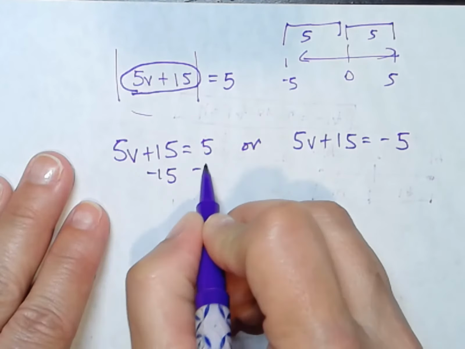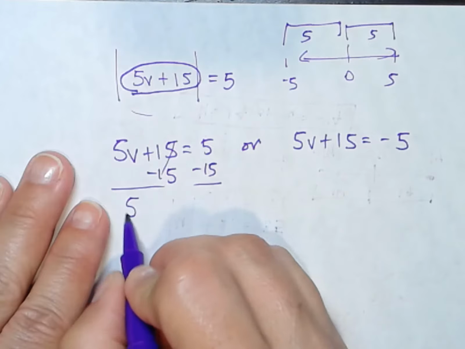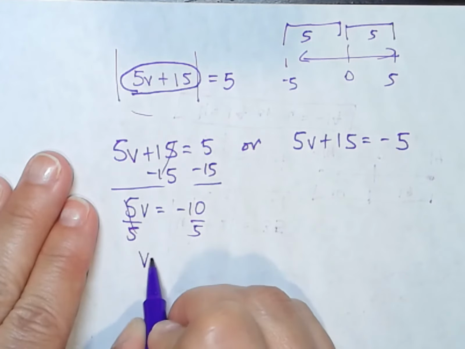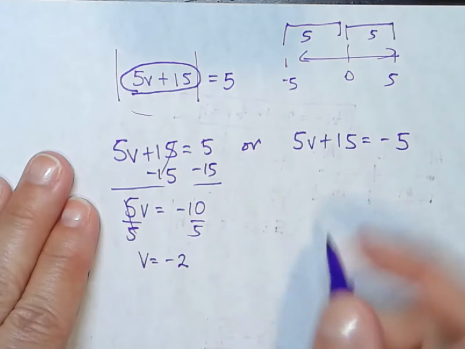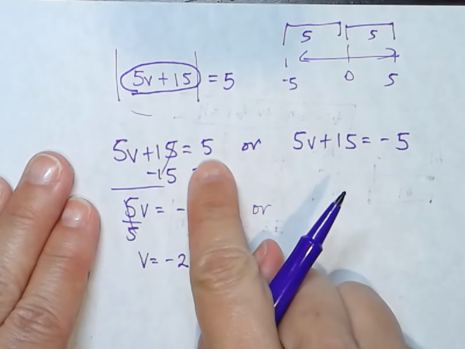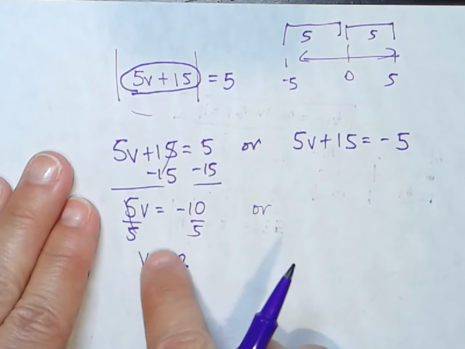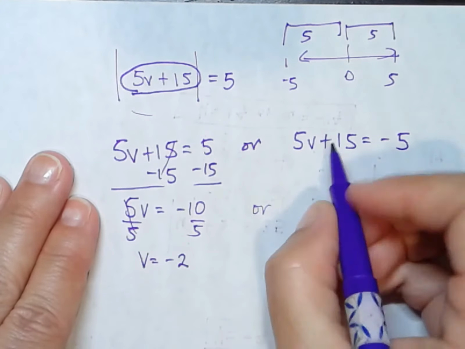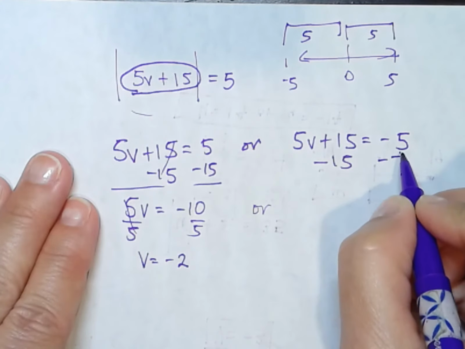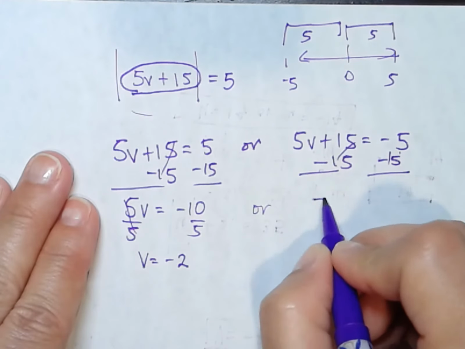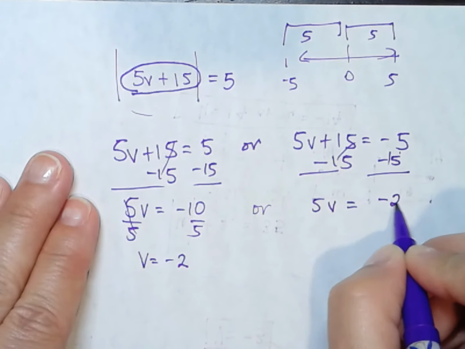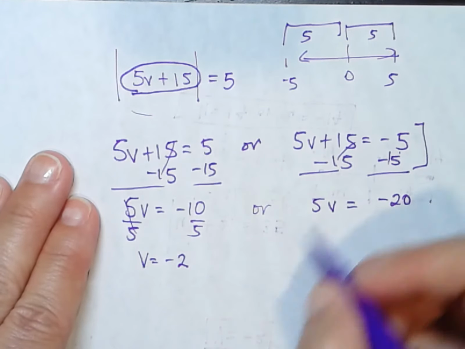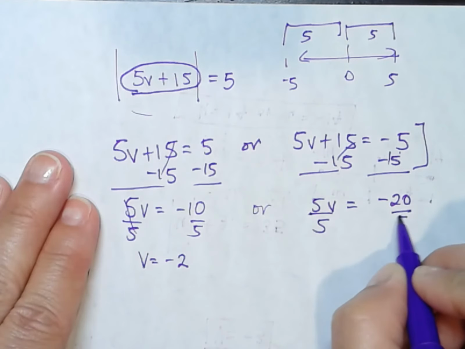So I'll subtract 15. So 5v is equal to negative 10. Divide by 5. v is equal to negative 2. Okay, so see that one took me out to the 5. So that means if I plugged in a negative 2, that would take me out to 5. Okay, so let's try the other side. So I'll subtract 15 from both sides. So 5v is equal to negative 20. I think of this as money. I lost $5, I lost $15, I'm down 20. Now divide both sides by 5.